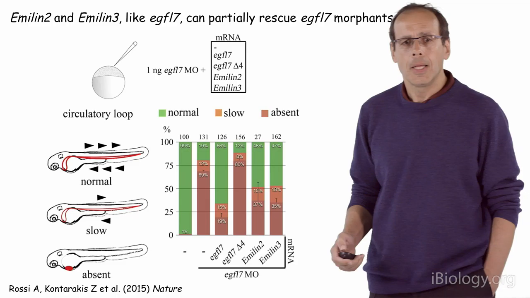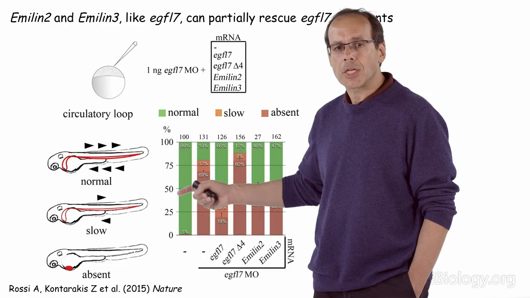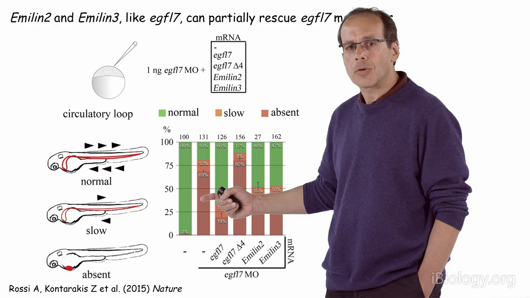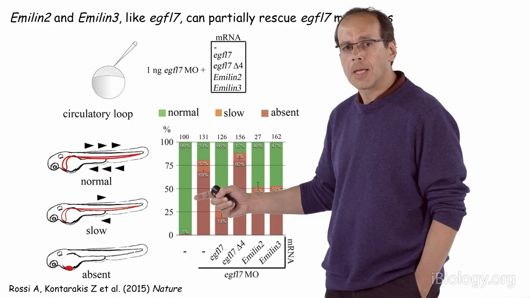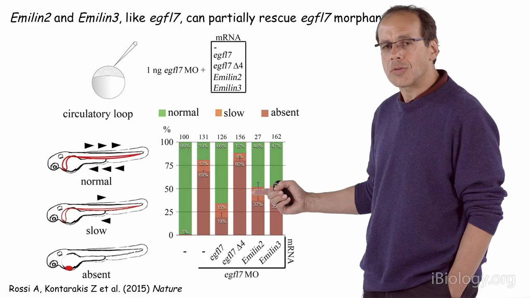And as you can see here, this is now the number of effect in green. We're looking at the phenotypically normal embryos, which are few when you inject the EGFL7 morpholino. When you come in with EGFL7 RNA for rescue, you can see that this frequency increases. If you use a mutant version of EGFL7, you fail to rescue. And again, much like wild-type EGFL7, you can partially rescue the EGFL7 morphant phenotype by using these MLN2 and MLN3 genes.